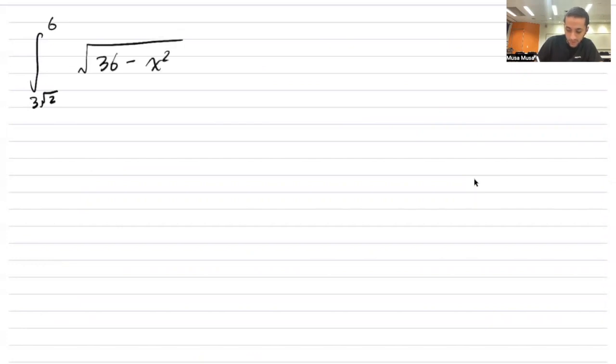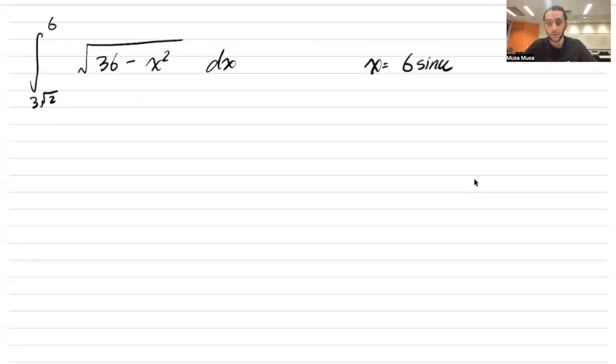I guess let's have a go at this one now. 3 root 2 to 6 of the square root of 36 minus x squared. And we're going to be using this substitution 6 sine u. Have a go. Pause and then unpause.